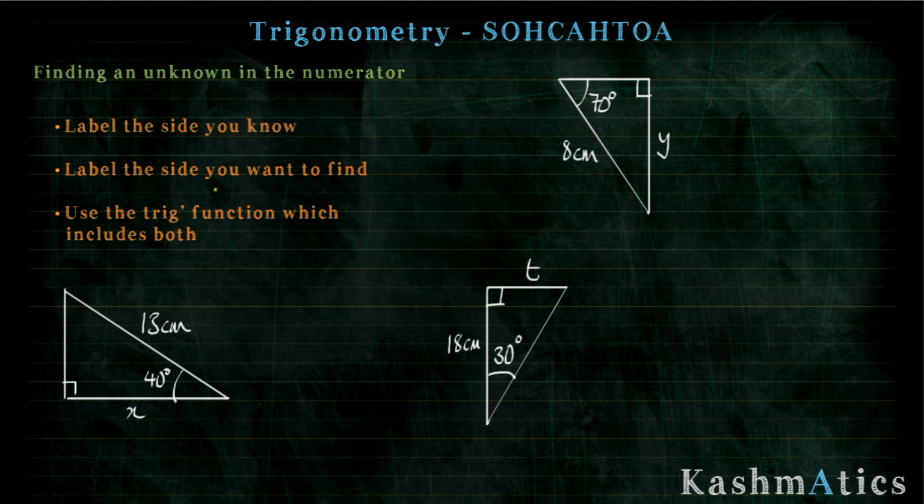So the first thing we're going to do is learn how to calculate missing lengths. In these three examples, the missing length is going to be in the numerator. It's really important that you pay attention to that. And the way it works is this.